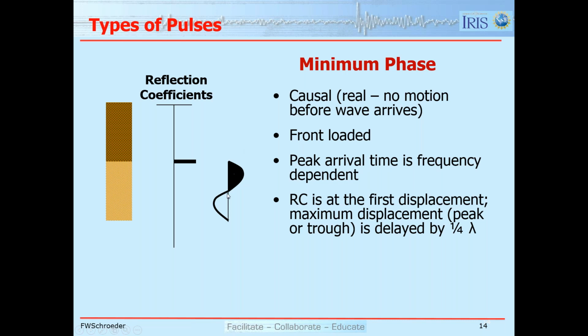The peak will be a little larger in area than the trough, so we call it front-loaded. The actual peak, the arrival time, is dependent on the frequency, and the reflection coefficient is where the energy onset begins, the zero crossing, and the peak is a quarter of a wavelength deeper than where the actual reflection coefficient is located. So there are some aspects about this minimum phase pulse that I, as an interpreter, wish we could change. And because of data processing, we can change that.